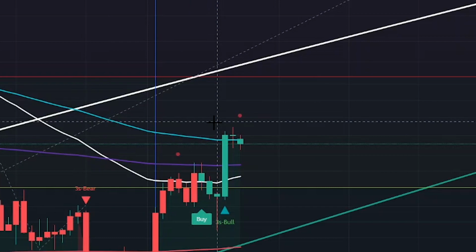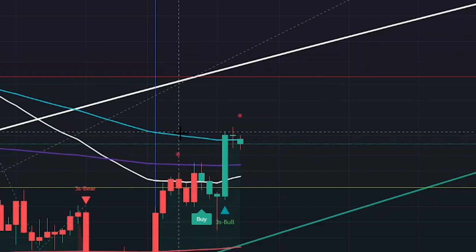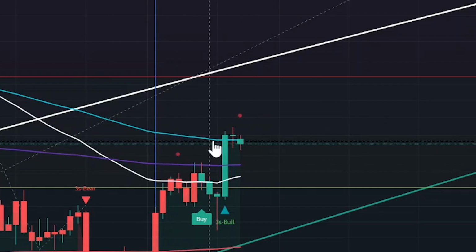On the weekly smooth moving averages on Bitcoin, we definitely could not break the 50 period smooth moving average. So this is the blue line here. And as I did say, this is going to be major resistance.